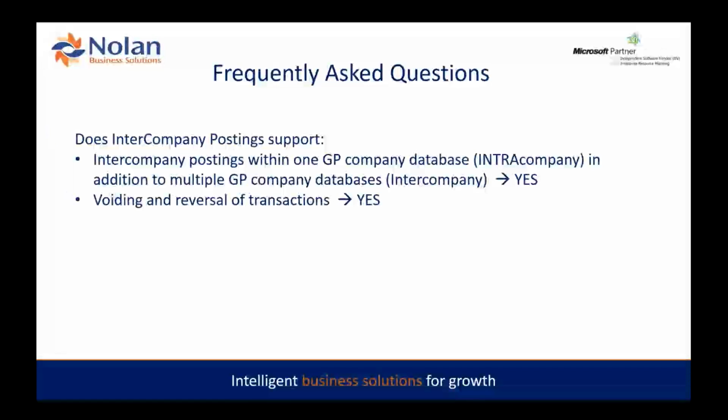We get the next one a lot. Will voiding or reversing of intercompany transactions also be fully automated with the Nolan's product? And the answer to that is yes. By handling intercompany posting at the GL level, our application fully supports voiding and reversal of transactions in the source company with automatic posting of related intercompany entries in the destination companies.